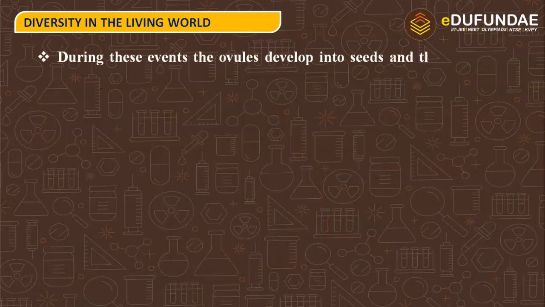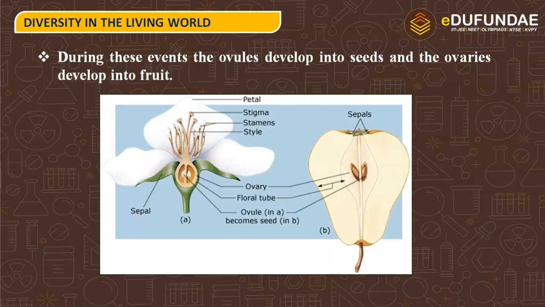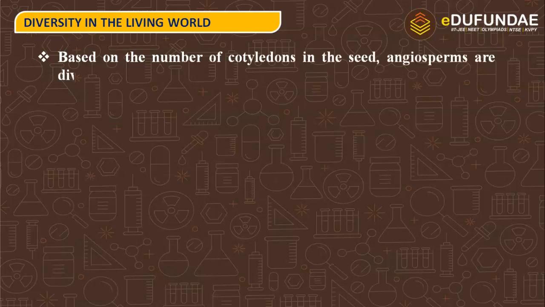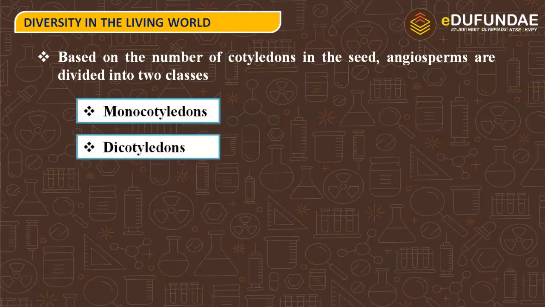During these events, the ovules develop into the seeds and the ovaries develop into the fruit. So here we can see the structure of the flower in which there is the presence of ovary, and the ovary is getting converted into the fruit. On the other end, we see the ovule present inside and it is developing into the seed. Based on the number of cotyledons in the seed, the angiosperms are divided into 2 classes, that is the monocotyledons and the dicotyledons.